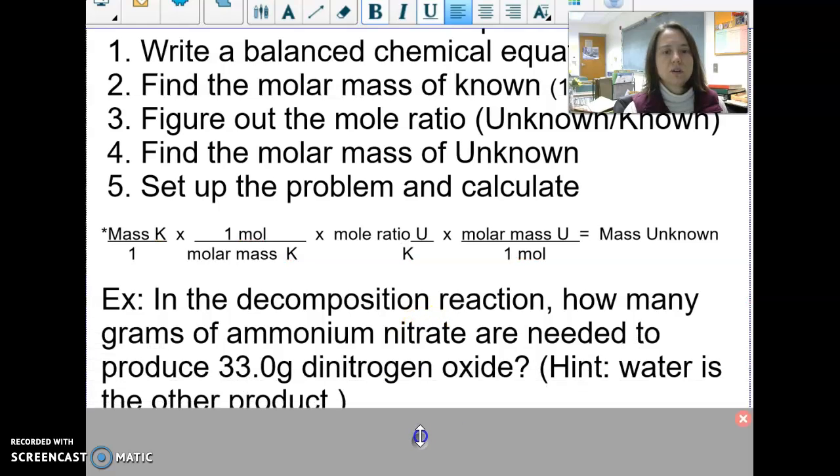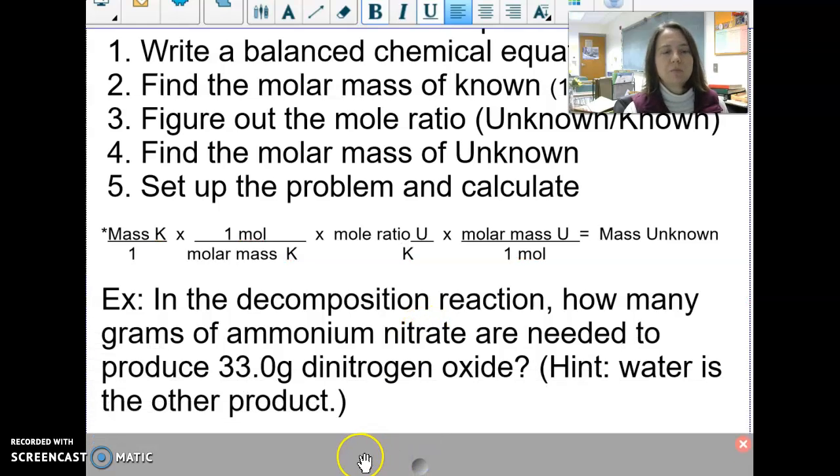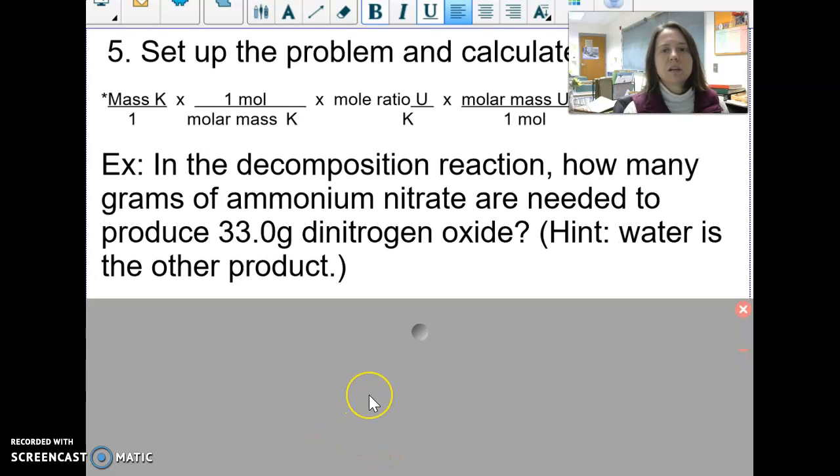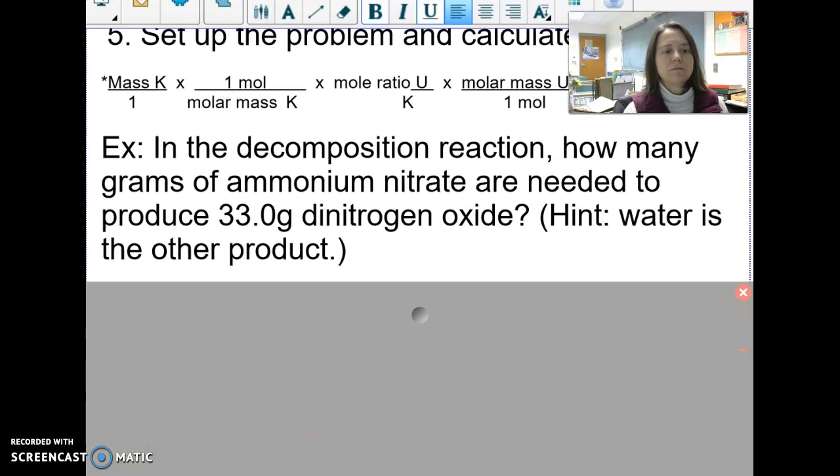So let's do it. Please write this problem down. In the decomposition reaction, how many grams of ammonium nitrate are needed to produce 33.0 grams dinitrogen oxide? Hint, water is the other product. So take a minute to write that down and then we're going to solve it.